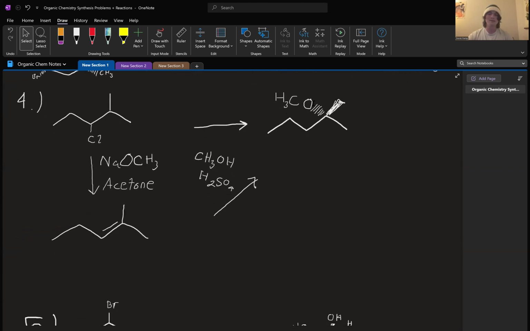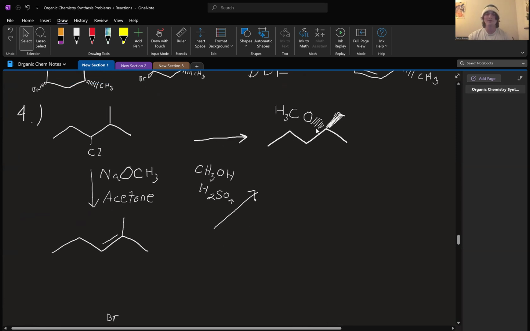And so this OCH3 on a dash and the CH3 on a wedge, they could flip-flop and rotate because this is all sigma bonds. So this is just one way of drawing it. This is fine. But another way would just be planar. That would also be fine as well.